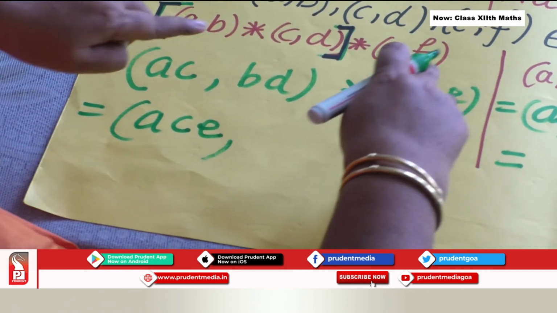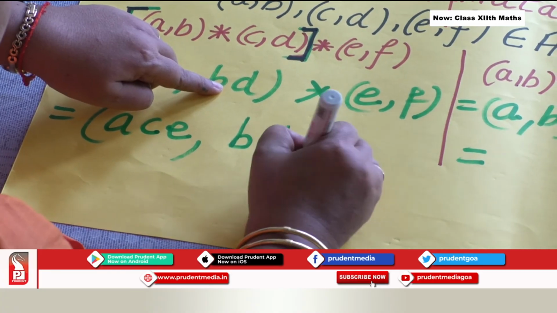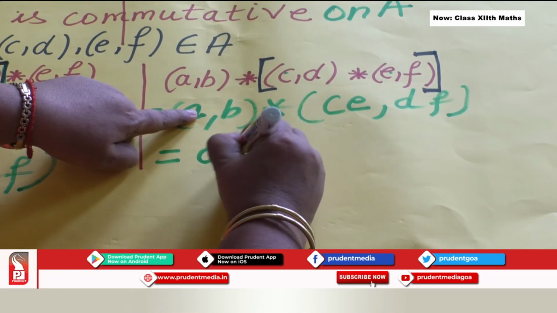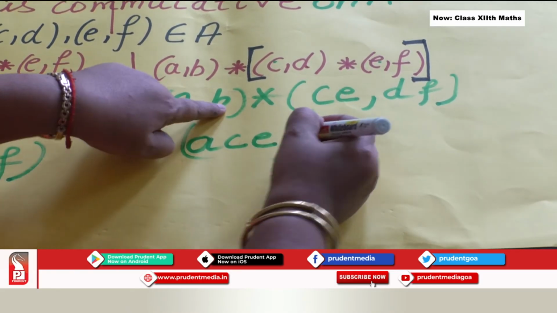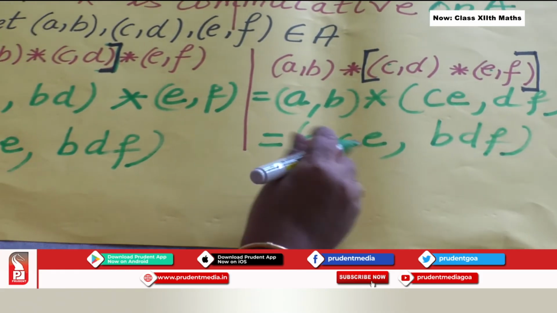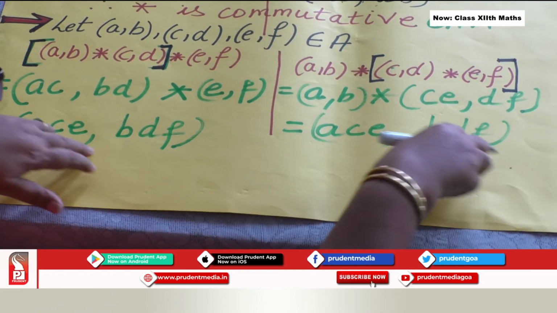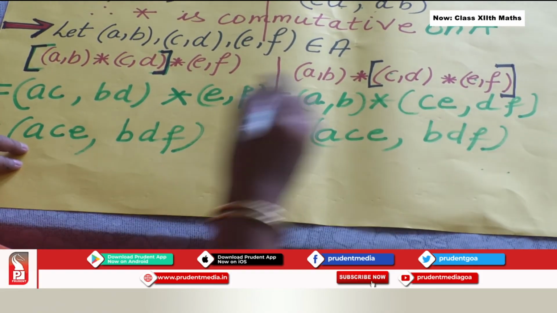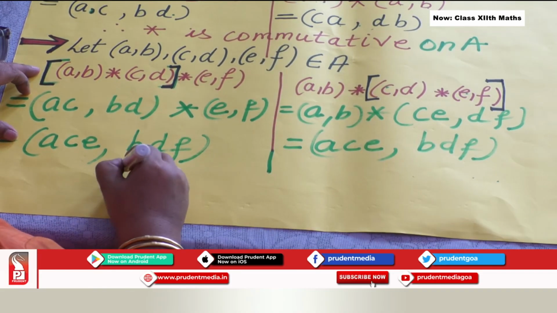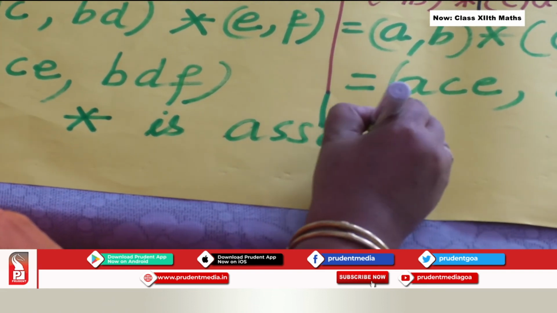This will multiply with this, and this will multiply with this. So you will get BDF. And on this side again, these two will multiply, you will get ACE, and here you will get BDF. Now check whether both the answers are the same. ACE, ACE, BDF, BDF, both are the same. On both sides it is the same. So this and this are the same. Therefore the operation star is associative.